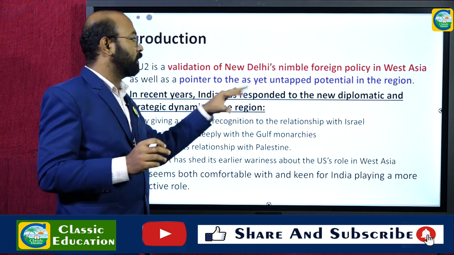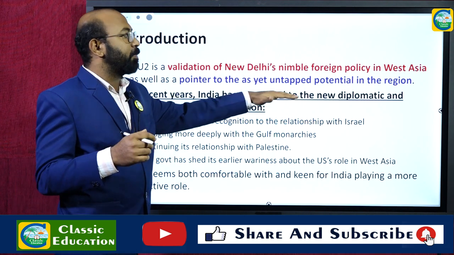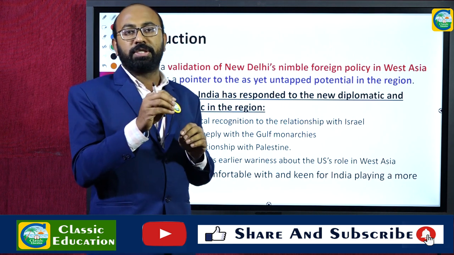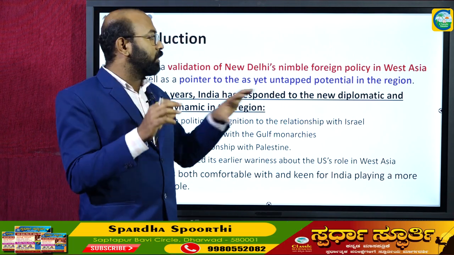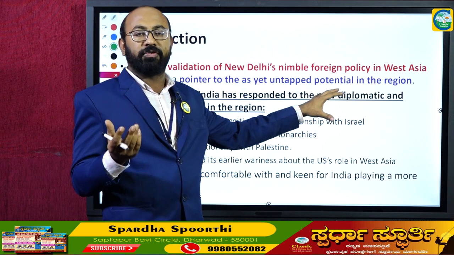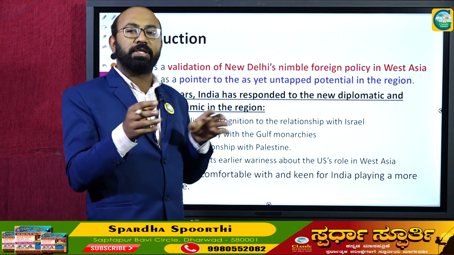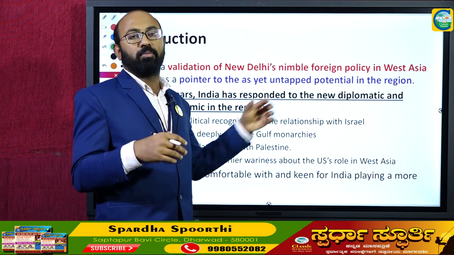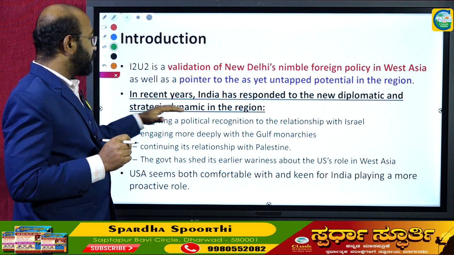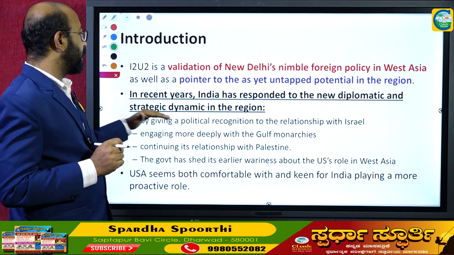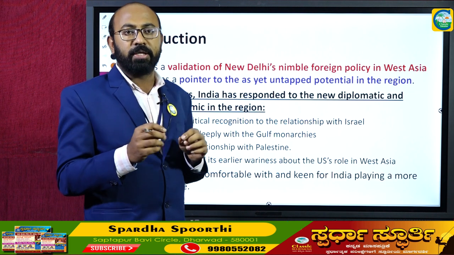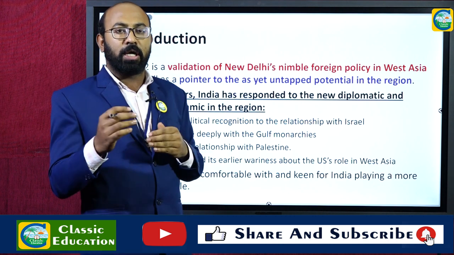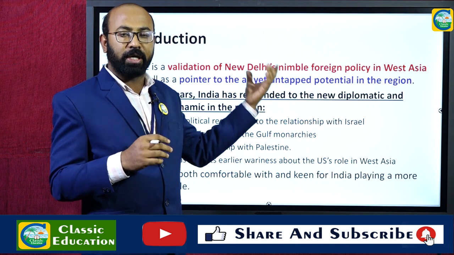This policy points to the yet untapped potential in the region. As I have said, this region is rich in oil economy and also in maritime resources. These are untapped potential areas for countries like India. If India and other countries collaborate and cooperate with these countries, these areas can be tapped properly and more resources utilized. In recent years, India has responded to the new diplomatic and strategic dynamic in the region. Since the beginning of the NDA government, especially from 2014 onwards, there has been increased dialogue between India and the rest of the Middle East.